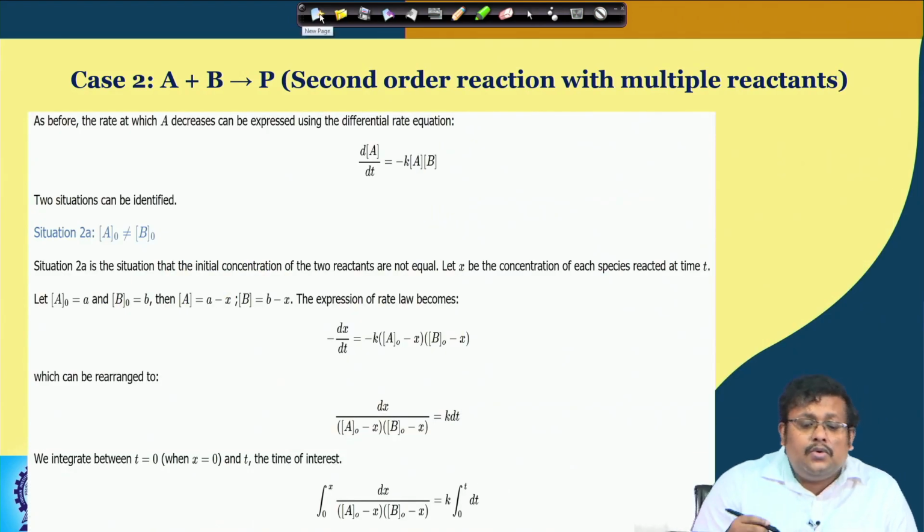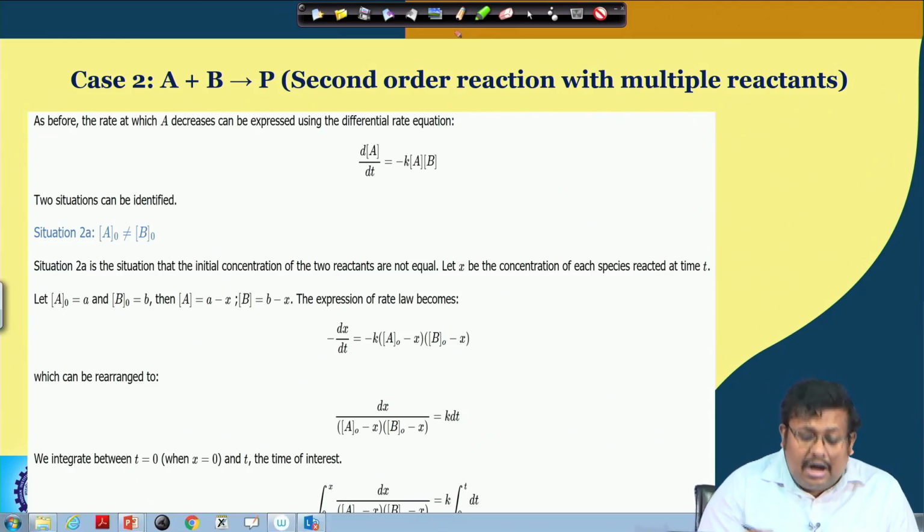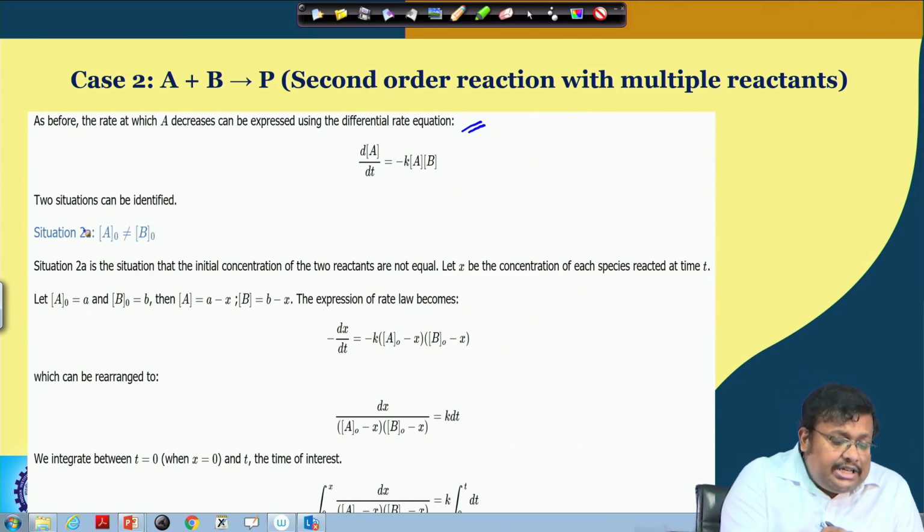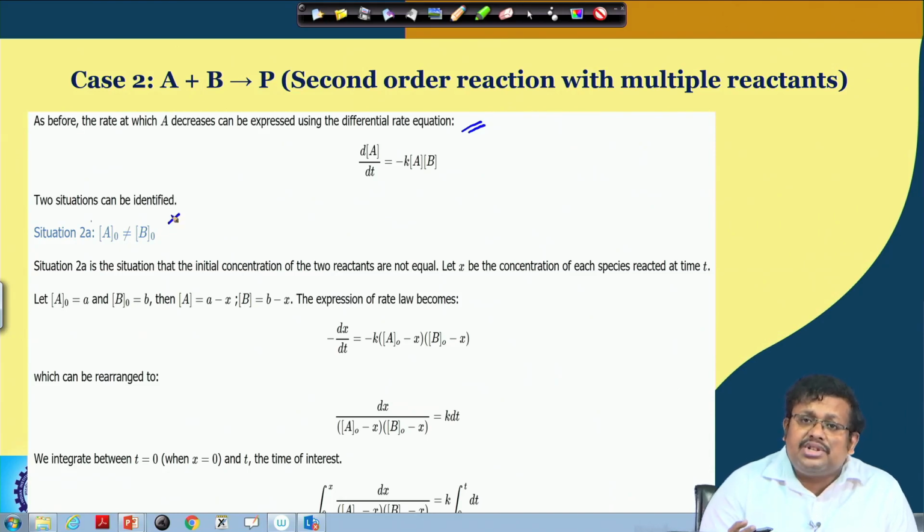Another case, case 2, is a second order reaction with multiple reactants. So, let us see what the formula for this is. As before, the rate at which A decreases can be expressed using the differential rate equation, which is basically the product of the reactants. Two situations can be identified. Situation 2A, where A0 is not equal to B0, that means the initial concentrations of the two reactants are not equal.